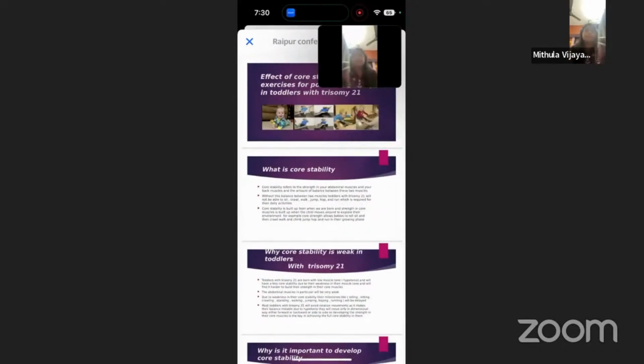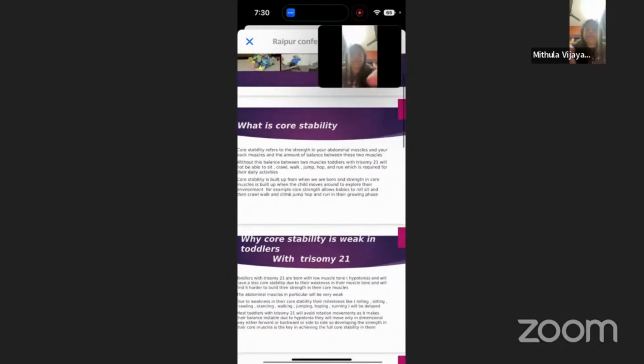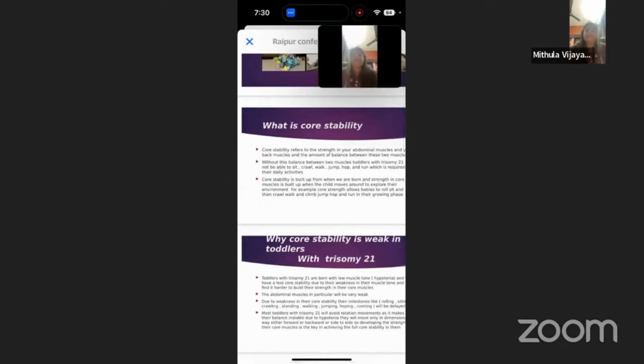So I'll be talking about the effect of core stability exercises in toddlers with trisomy 21. So what is core stability? Core stability refers to the strength of the abdominal muscles and spine muscles, that is the back muscles, and the balance between these two muscles. Without this balance, the toddler with trisomy 21 will not be able to achieve sit, crawl, walk, jump, hop, and run, which is required for their daily activities.